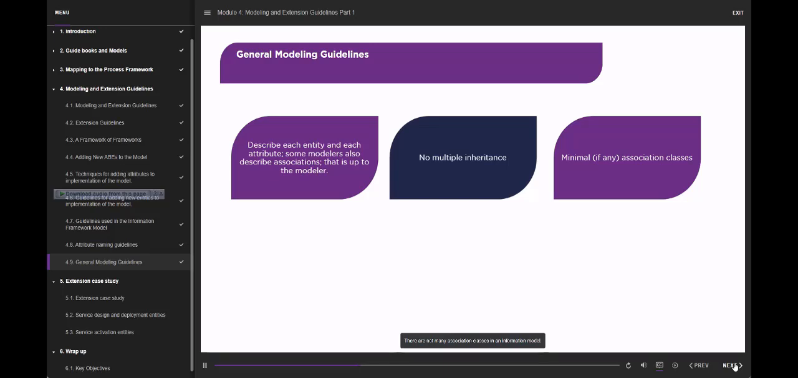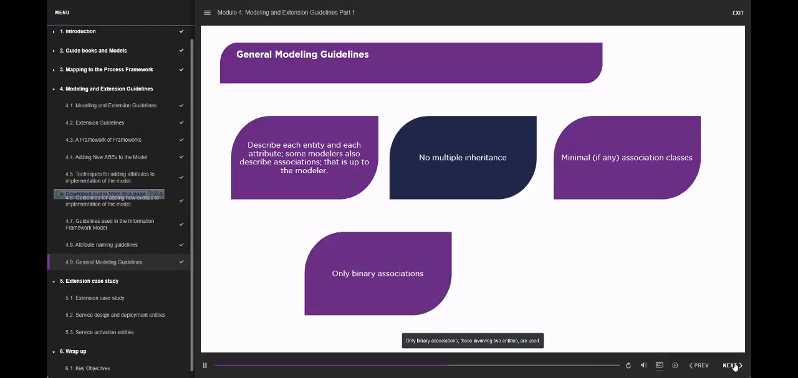There are not many association classes in an information model. Attributes and other properties that further describe an association are usually found when analysing behaviour. This creates the association class. The information framework model does not focus on behaviour. There are not a large number of association classes.